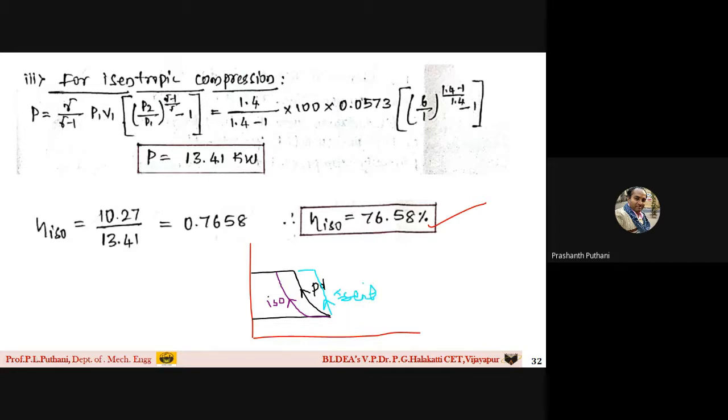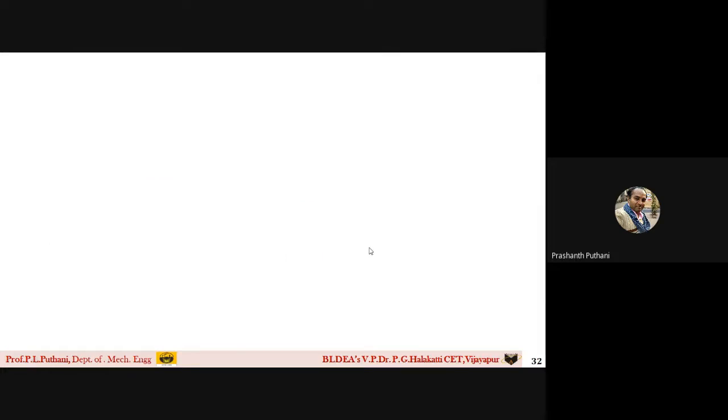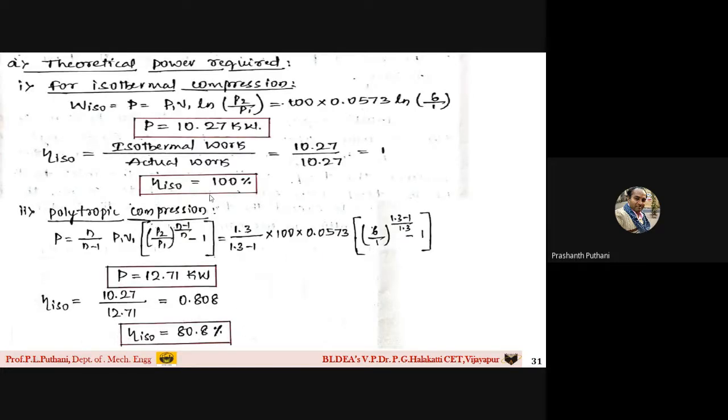You can see it in the graph also. From isothermal, you have the highest efficiency. Then as you move towards isentropic, the efficiency goes on decreasing. You can see it in the calculation also. Here it was 76.58, previously it was 80.8, then it is 100%. You can see isothermal efficiency has the highest percentage.